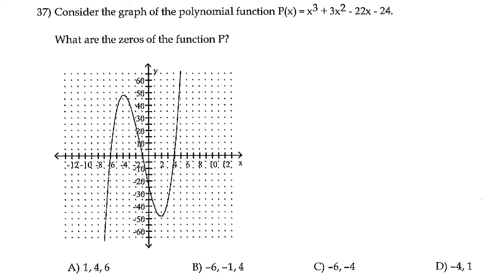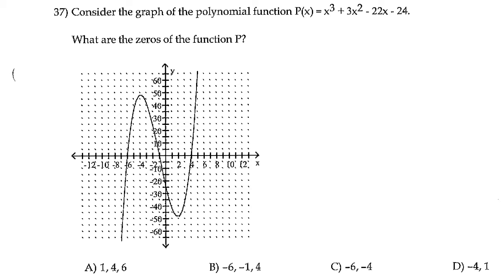What is the question on number 37? It says, what are the zeros of the function? Well, you know what? The zeros and saying p of x equals 0 are exactly the same thing. So this question and the one before it are asking the same question. What are the zeros of the function? So it would be -6 and -1 and 4.